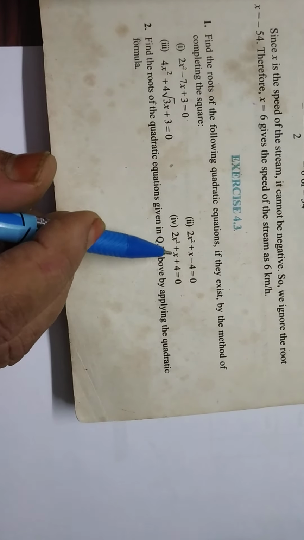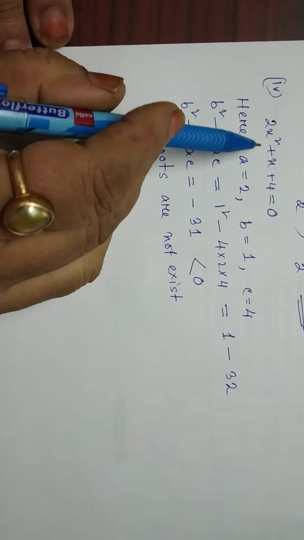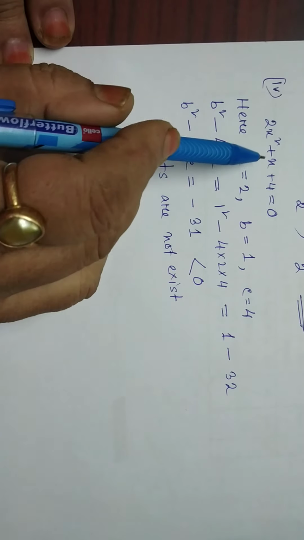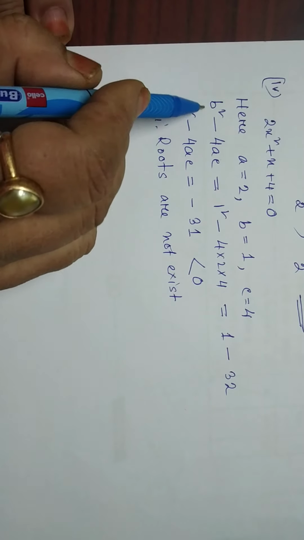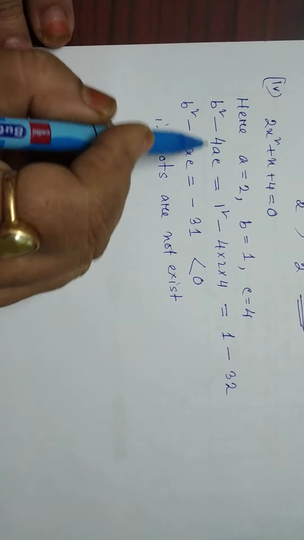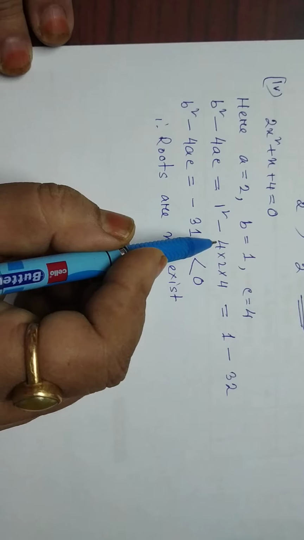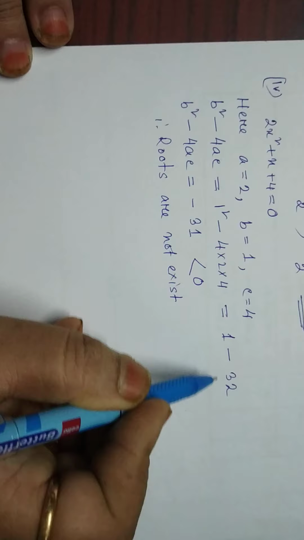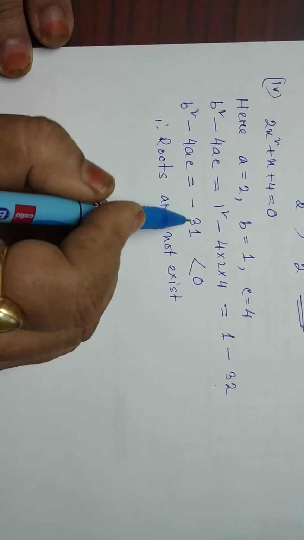Now question number 1-4: 2x² + x + 4 = 0. From here a = 2, the x coefficient is 1, therefore b = 1, and c = 4. Now we find the value of b² − 4ac. Here b² means 1², minus 4 times a, which is 2, times c, which is 4, so 1 minus 32. That means b² − 4ac is equal to −31, which is less than 0.